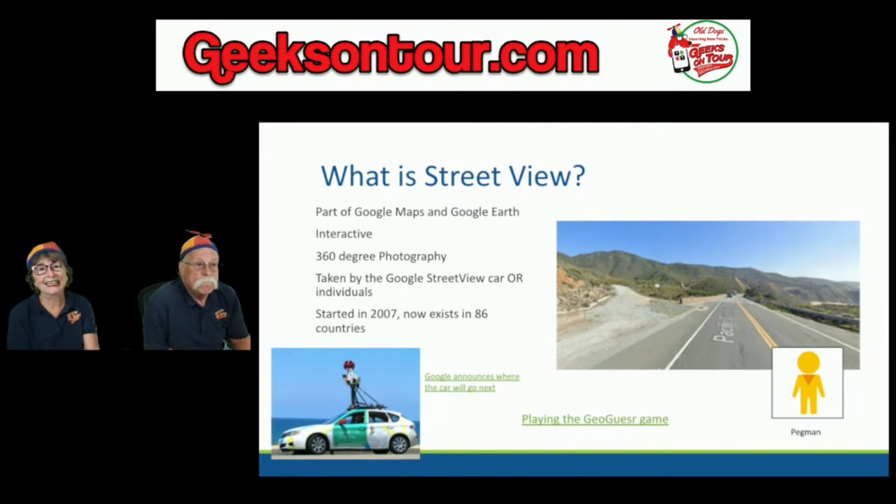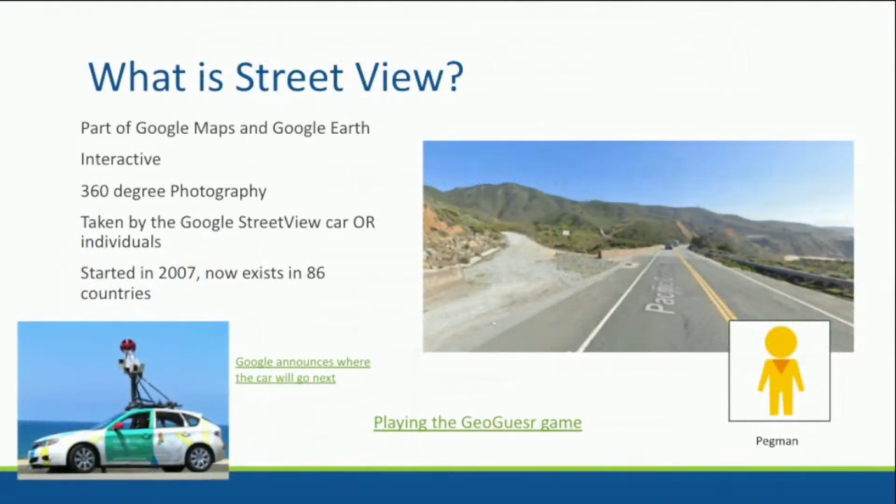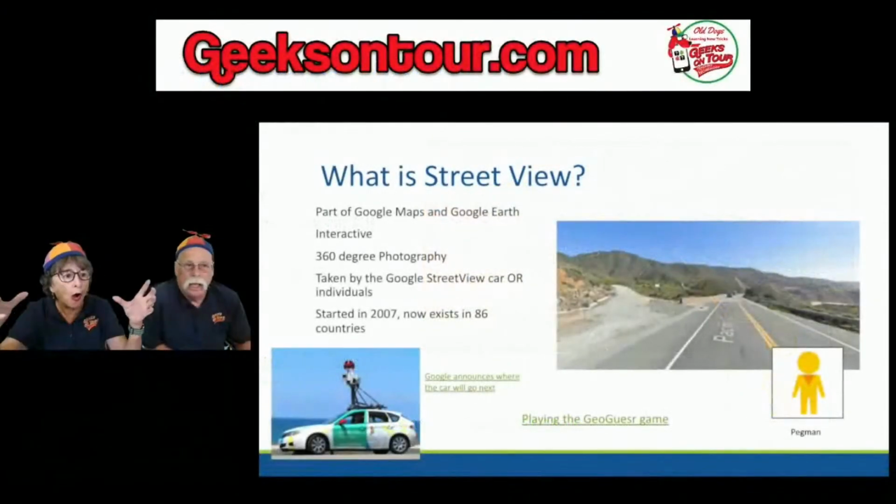So what is Street View? First of all, it's part of Google Maps and Google Earth, but we're just showing it through Google Maps. So it's right in Google Maps. It's interactive. So you don't just view it, you do things with it, and you'll see that. It's 360-degree photography. So you can look up, down, left, right, spin all the way around. And it's taken by Google's Street View car. You see that picture in the lower left? It's a little car with a camera mounted on top that has, I don't know all the details, like 8 or 10 different cameras that are all going at the same time.